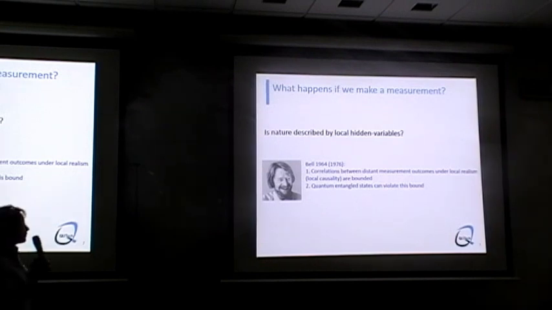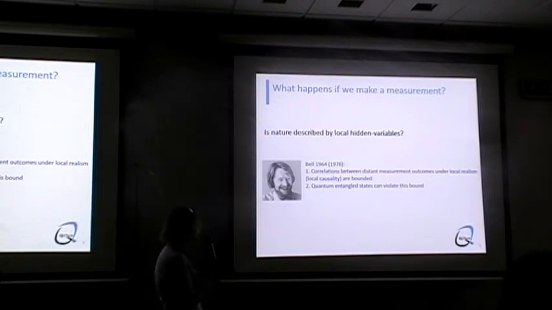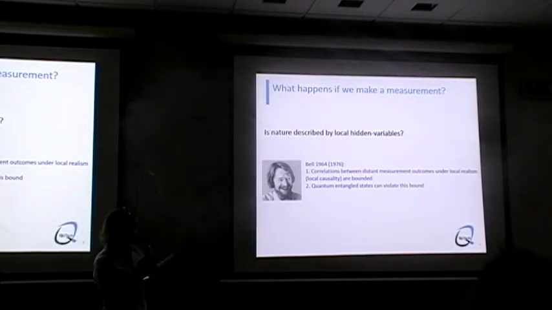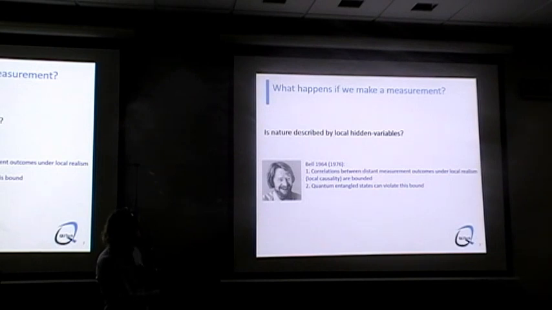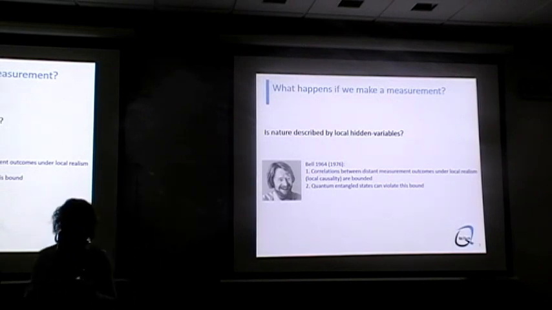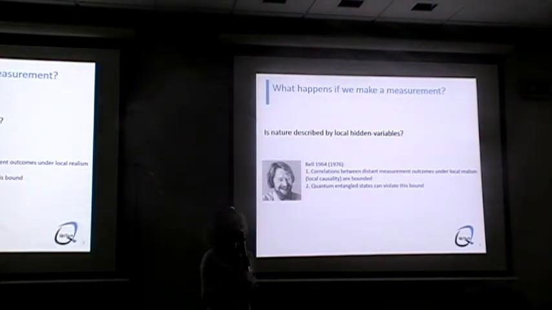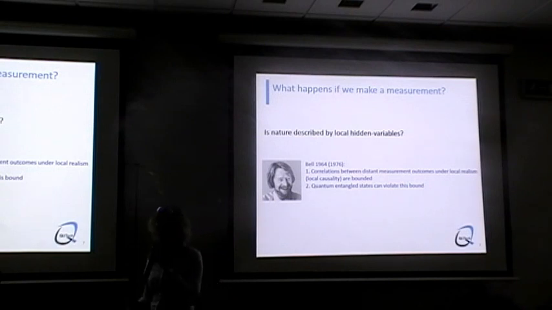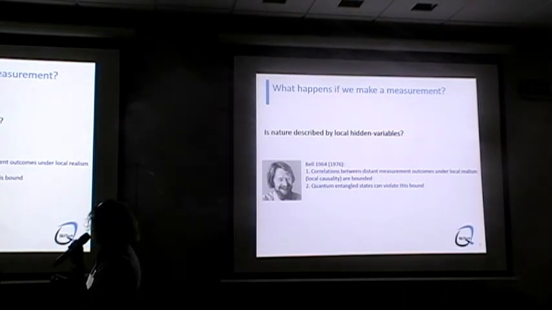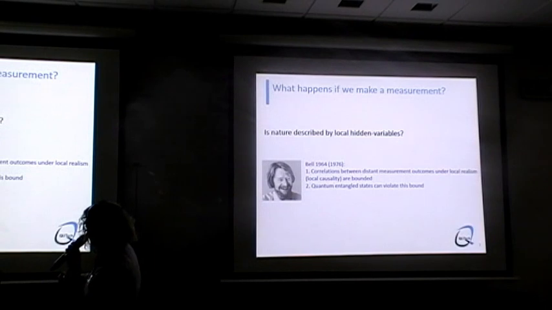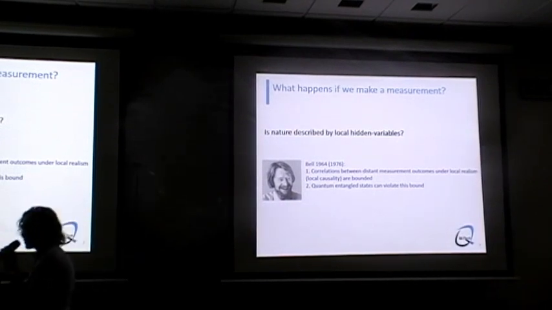Most of you know that Bell observed that there would be a way to test this under some assumptions, namely that correlations between distant measurement outcomes are limited if local hidden variable models were true, but using quantum states we can violate this bound. The first one relates to the statement that we want to falsify, and the second one gives us a means to construct the experiment.